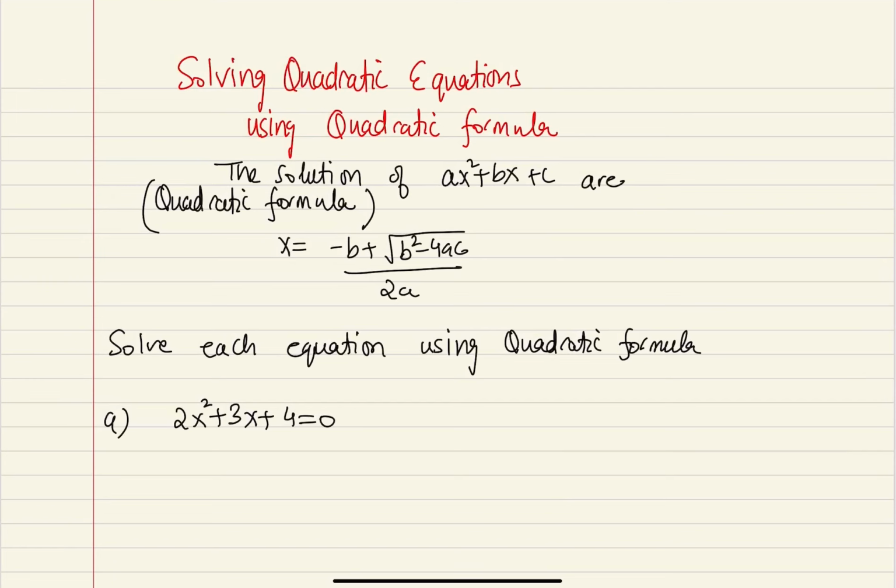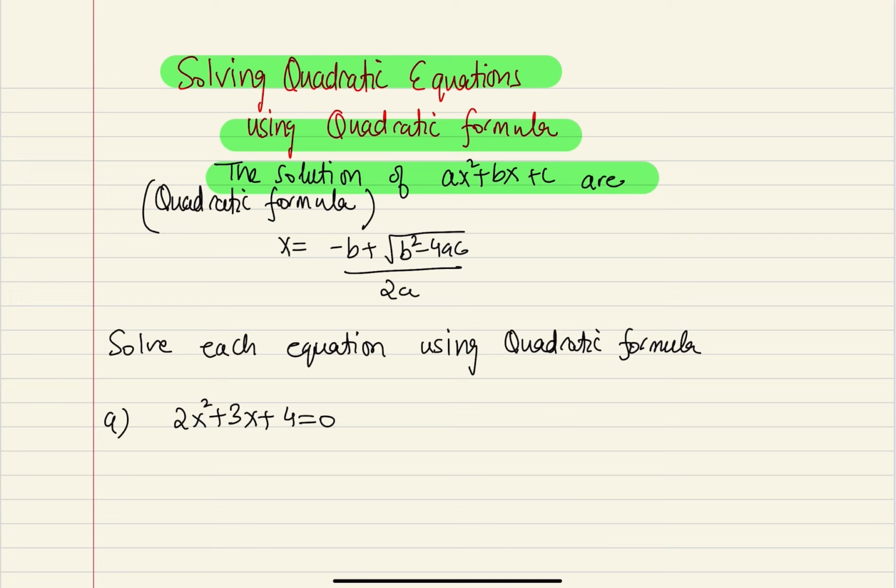This video's focus is to solve quadratic equations using the quadratic formula. There's a separate video showing the derivation of the quadratic formula. So the solutions of ax squared plus bx plus c equal to 0 are x equals negative b plus minus square root of b squared minus 4ac, divided by 2a. And this is called the quadratic formula.